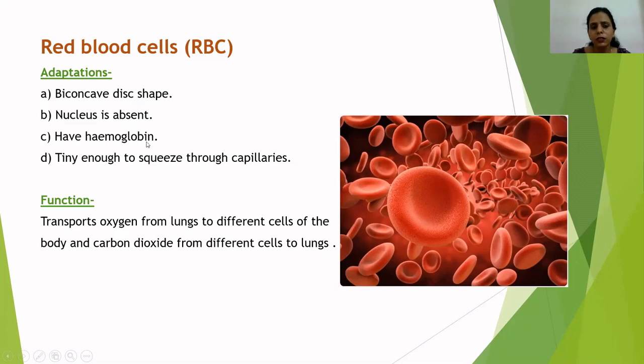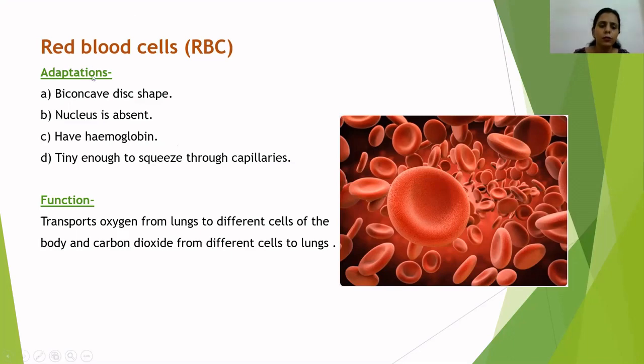Another function of this hemoglobin is that it actually combines with oxygen and helps in the transport of oxygen by red blood cells. So hemoglobin combines with oxygen to form oxyhemoglobin. Okay, and hence oxygen is transported from the lungs to different cells of the body.